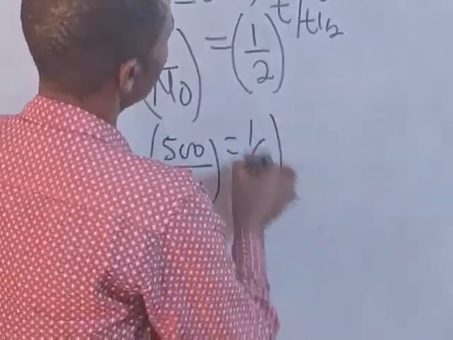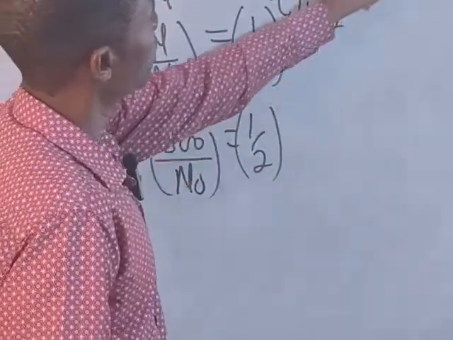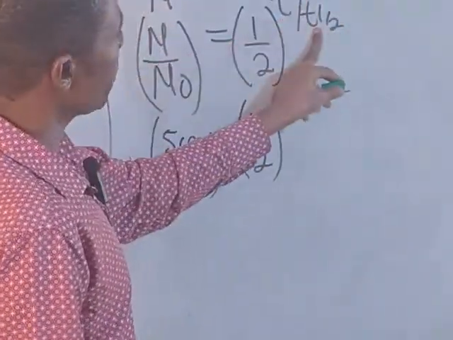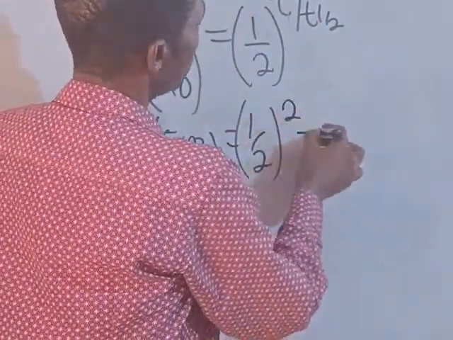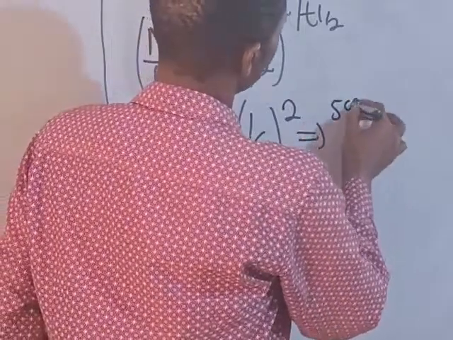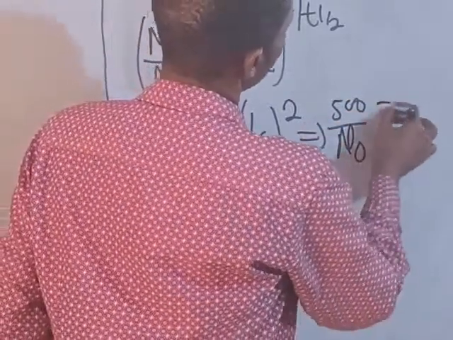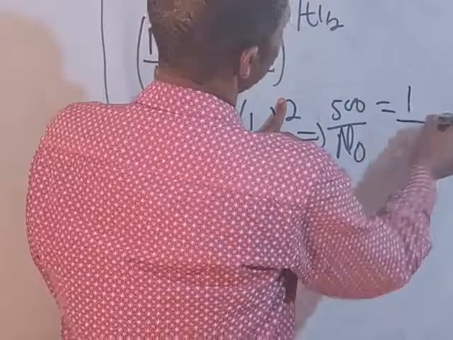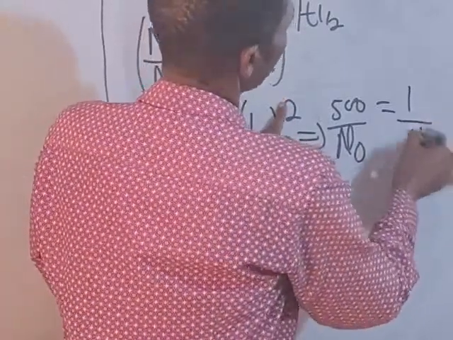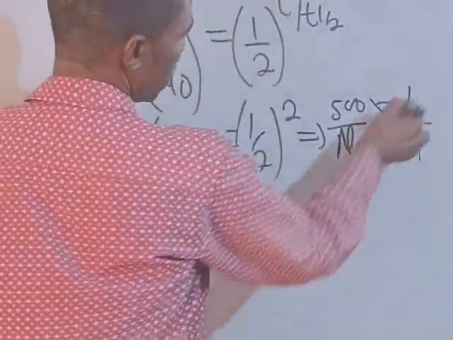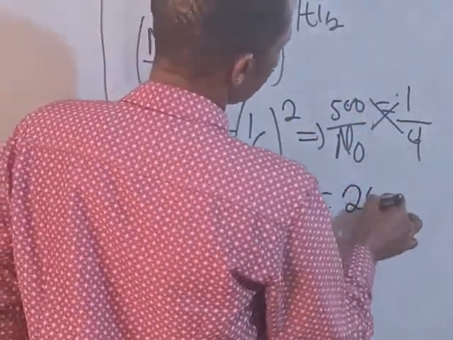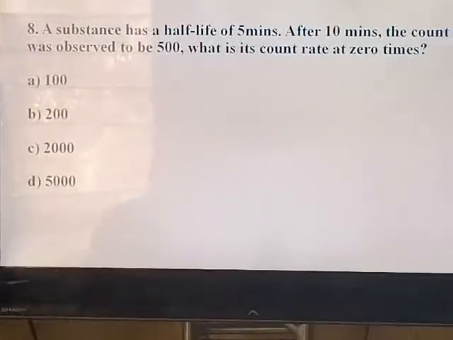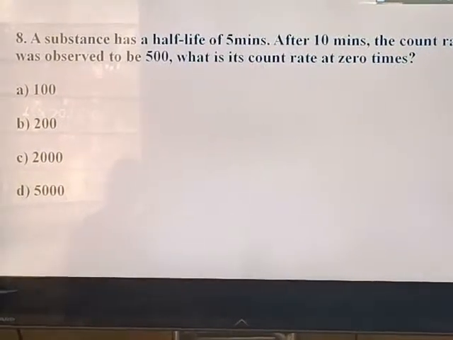N naught is equal to 1 over 2 raised to the power, what's our t? That's 10 minutes. Now 10 minutes divided by the half-life, which is 5. 10 divided by 5 gives us what? That's 2. So this gives us 500 over N naught is equal to 1 raised to the power 2, that's 1. Then 2 raised to the power 2, that's 4. N naught times 1 still gives us N naught. 500 times 4 gives us 2,000. So the count rate at 0 time is 2,000. And if you look at the options, that's option C.